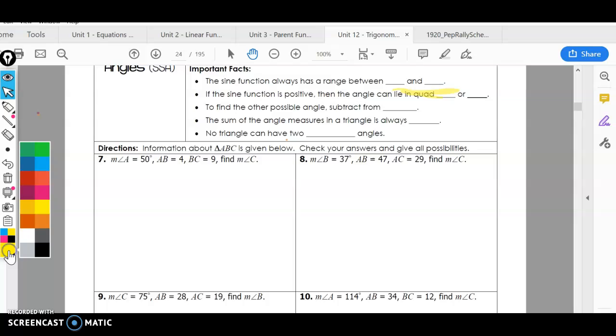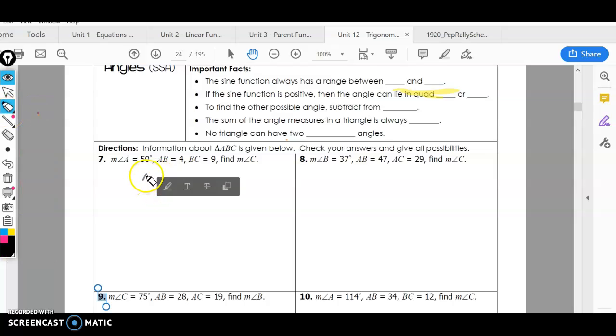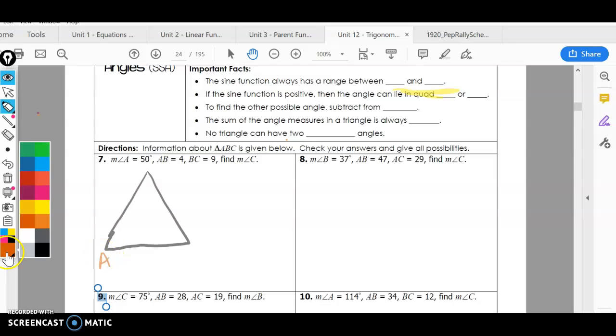Number 7, first thing you do is always draw your triangle, but then I'll give it to you so you can see what it looks like. And then we're going to label A, B, and C. Here's A. Remember, capital letters for your angles. Doesn't matter where A, B, and C go right now. It says angle A is 50. Well, let's put in 50 for A.